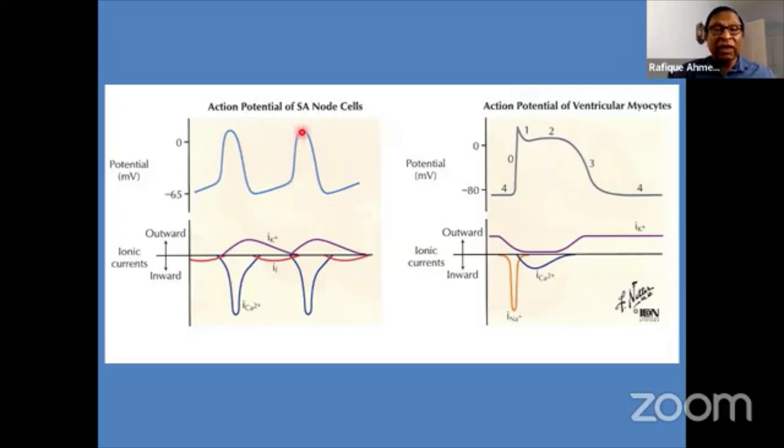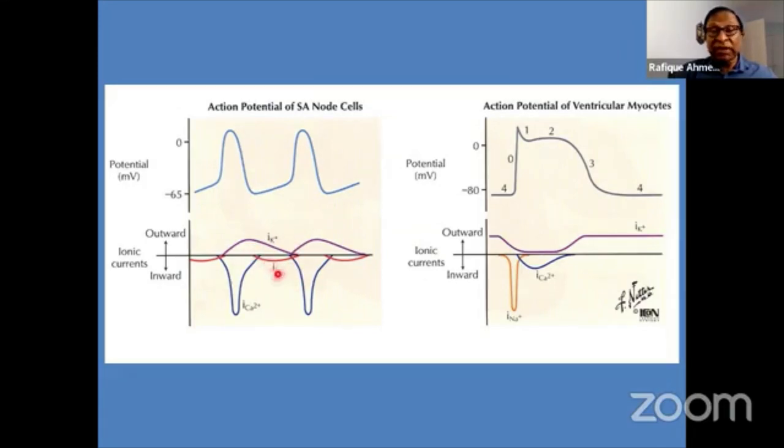At that point, there is massive influx of calcium. So in the nodal cell, the action potential is very much calcium channel dependent. And then to bring it down, there will be outward potassium. Then again, to start the cycle again, this funny current will come in. And this funny current is very important because we have a new drug which is available in Bangladesh and the United States, ivabradine. It works at this level, on the funny current.